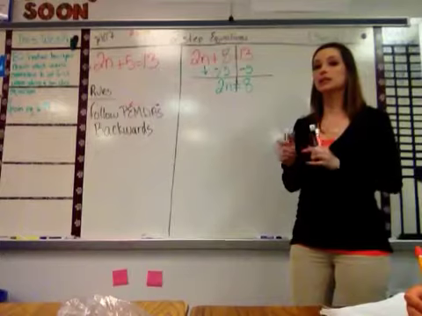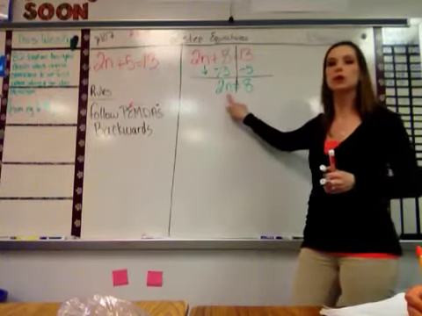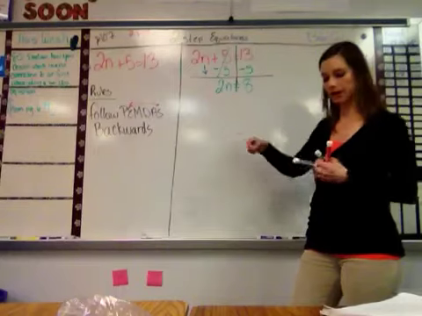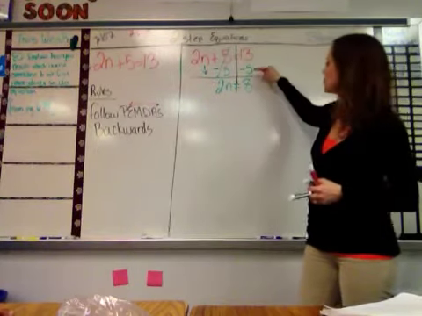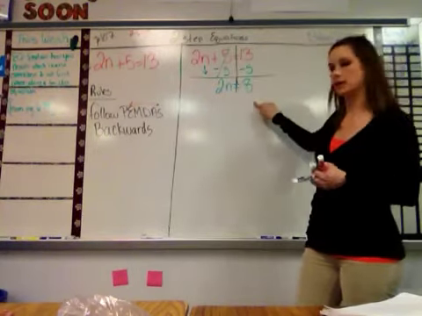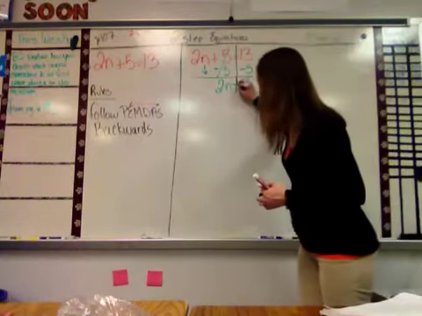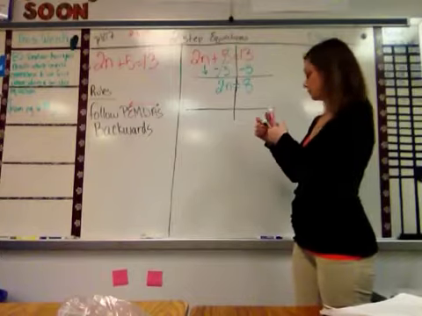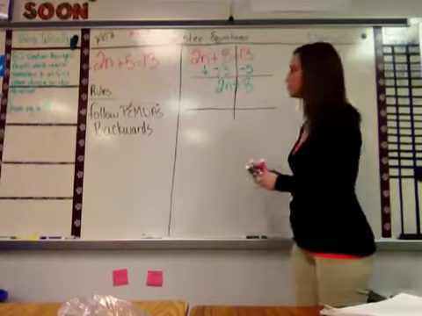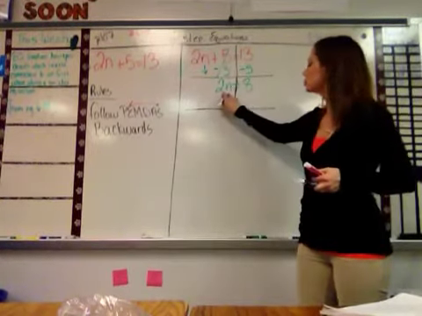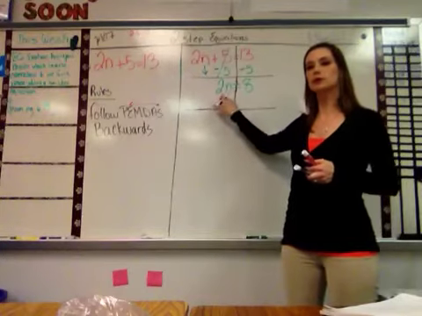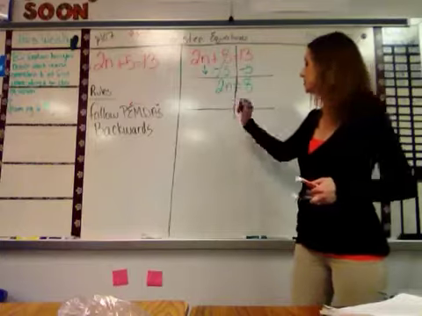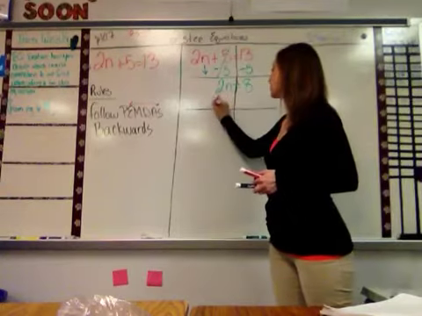Now I'm not done because I don't have the n isolated. Remember, the whole purpose of solving an equation is to isolate our variable, to get it all by itself. This is why it's called two steps. That was step 1. Now I'm going to do step 2, in a different color. With 2n, when you have a number next to a letter, it means multiply. So the opposite of multiplication is division. So I'm going to divide by 2.